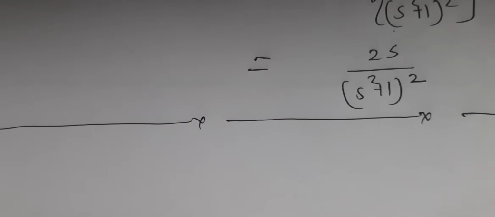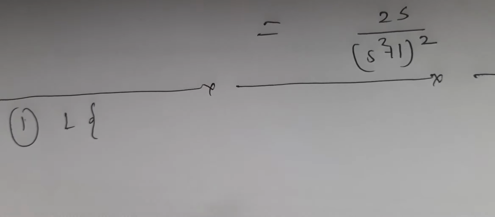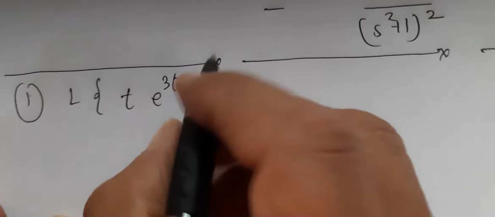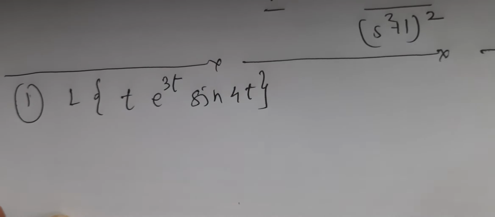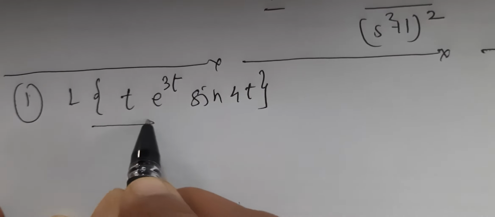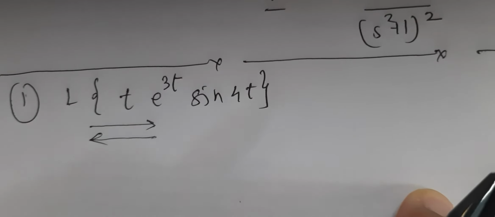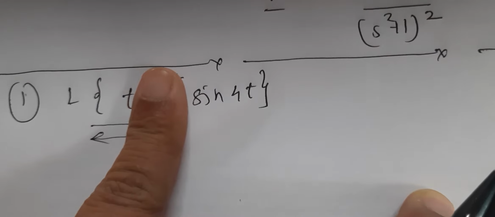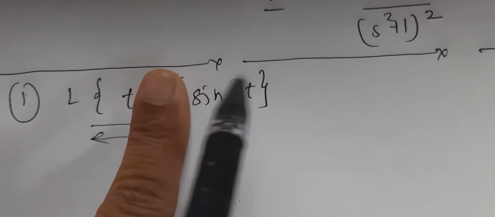Now we'll have a problem. Say you have to find L of t into e raised to 3t sin 4t. When you look at this problem, just see it in this way, but write it in this way. The moment you see e, hide it. Our problem is now to find Laplace of t into sin 4t. So just focus on how to find Laplace of t into sin 4t.